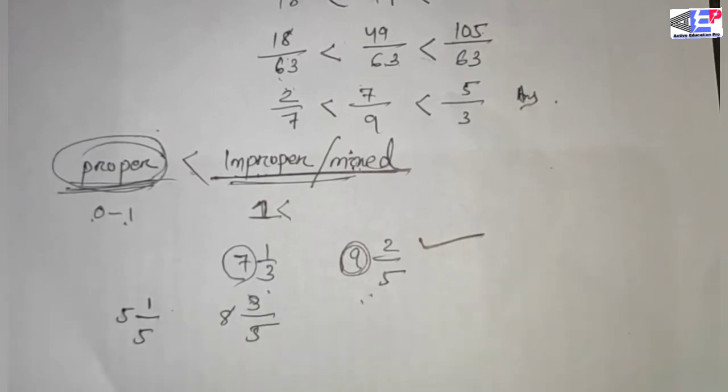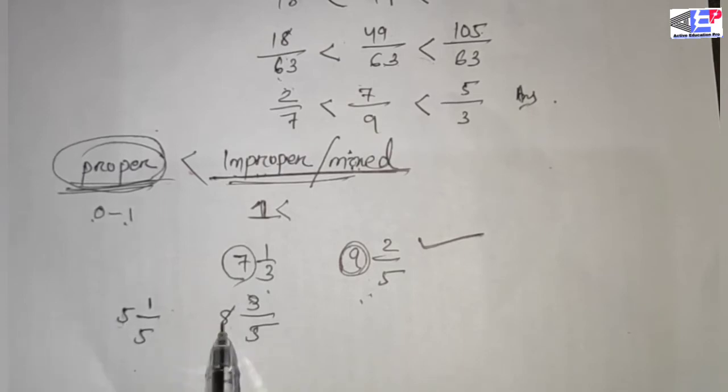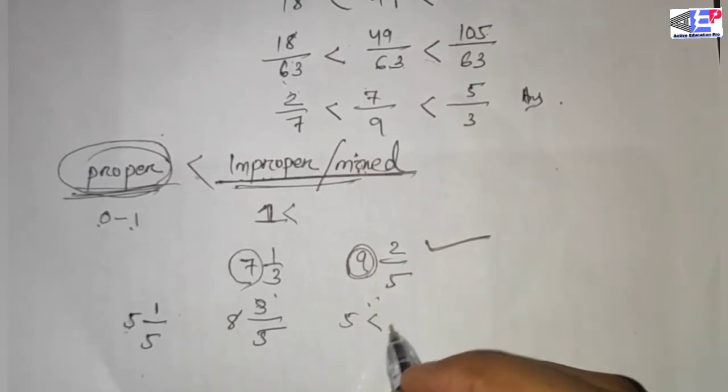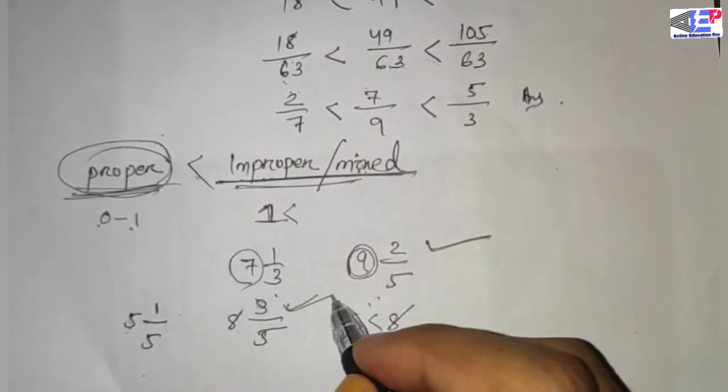Look here, 5 whole 1 by 5 and 8 whole 3 by 5. In both these mixed fractions, the denominator is the same, 5. But look here, this has a 5 whole part and this has 8 whole. So you know 5 is less than 8, so this one is greater.